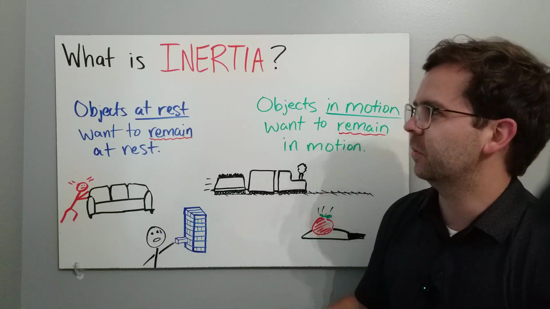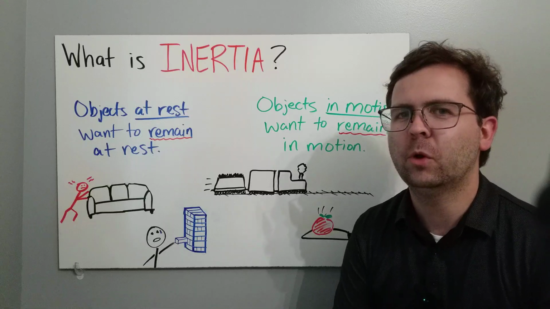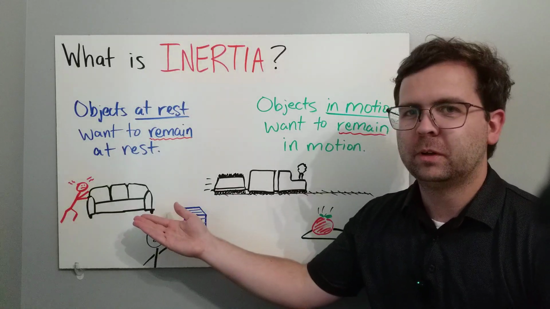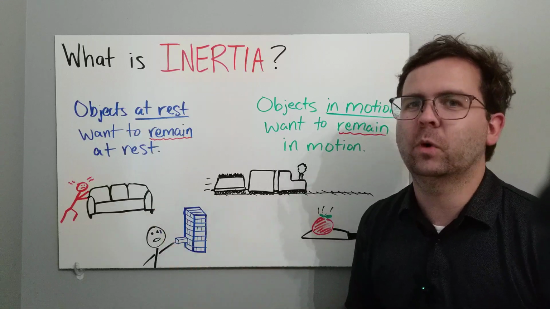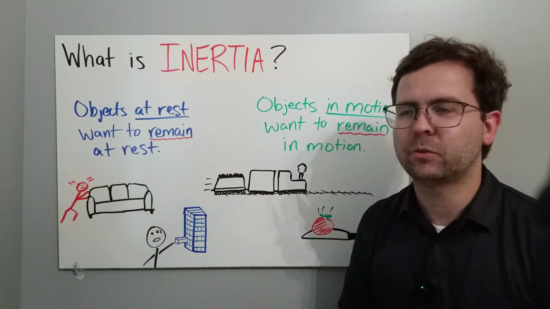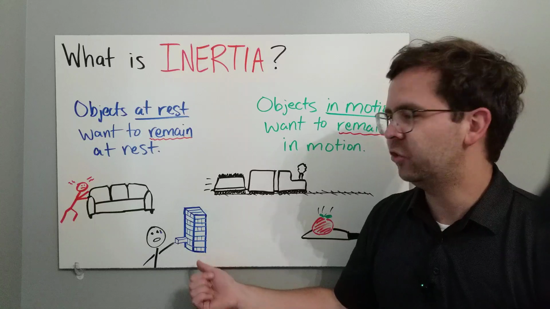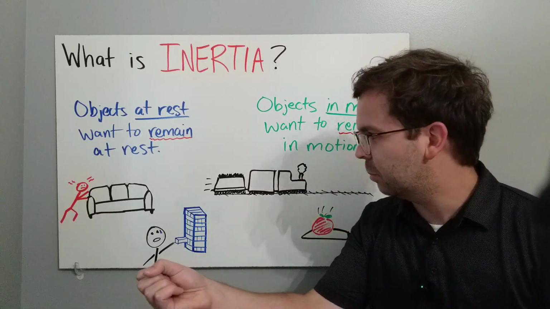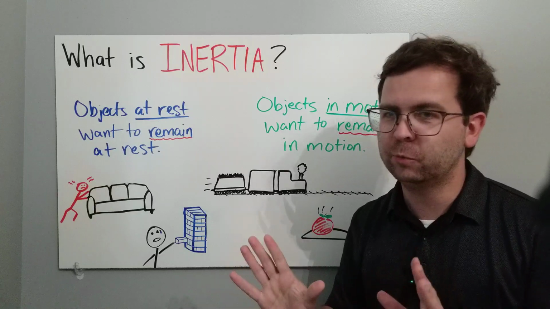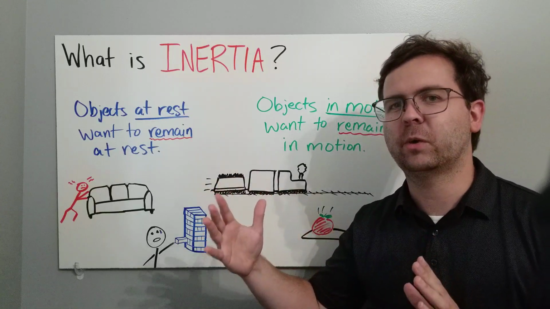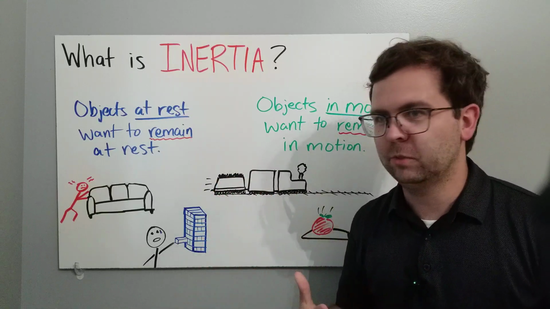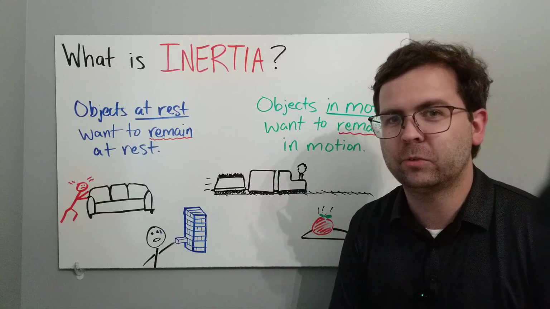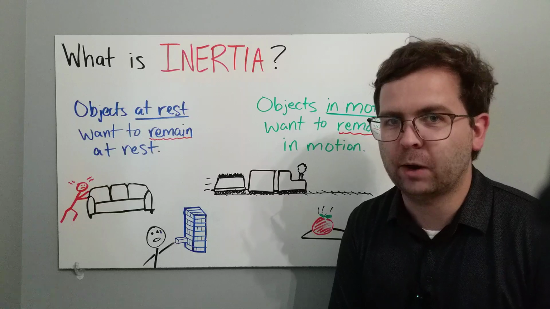You probably have heard this idea before, that objects at rest want to remain at rest. For example, a couch. If you try to push on a couch, it doesn't really want to move. It wants to remain at rest. Another great example, a Jenga tower, right? It wants to stay still. That's why you can pull a block from the bottom of the Jenga tower, hopefully if you're good, and the rest of the Jenga tower stays still. If you do it really fast, the rest of the tower just doesn't move at all, because objects that are at rest want to remain at rest.